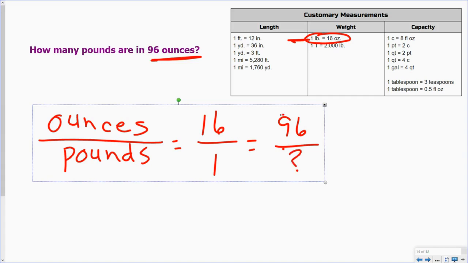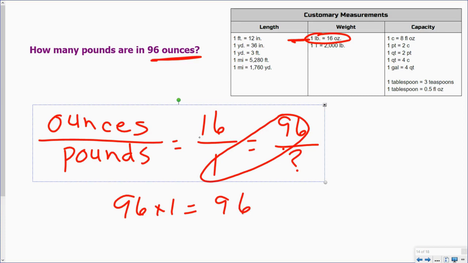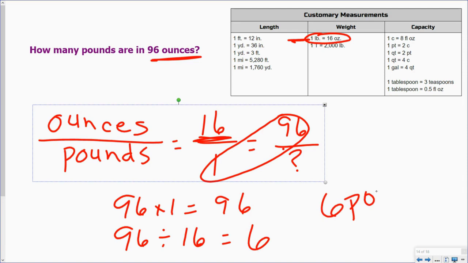So again, I can cross multiply. 96 multiplied by 1 gives me 96. And I'm going to divide by my 16 there. So 96 divided by 16 gives me 6. So that means in this problem, there are 6 pounds in 96 ounces.